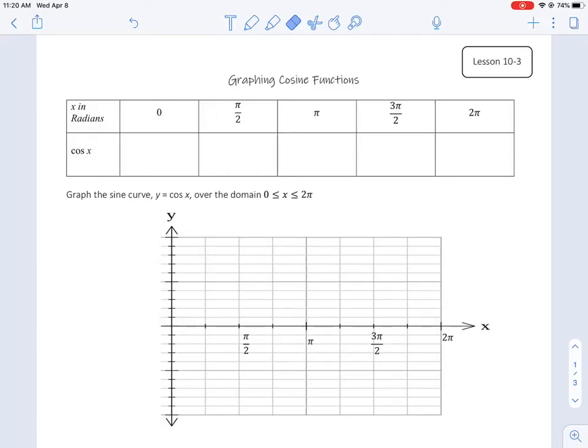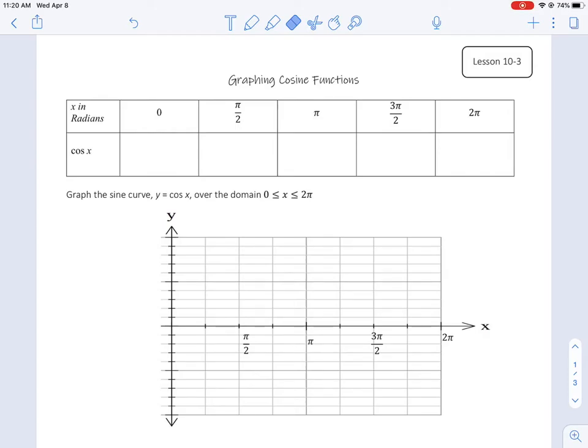Hi friends, so today we're going to graph cosine functions and look at what cosine functions look like. We're going to look at the amplitude, frequency, and period of those functions and compare them to sine functions as well.